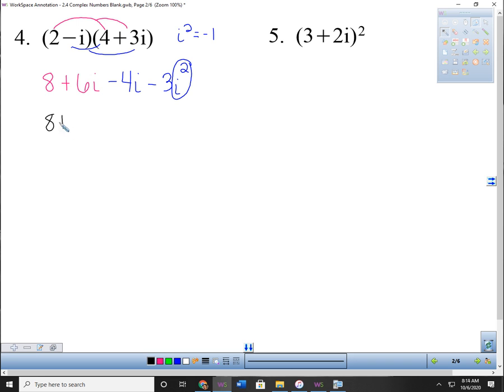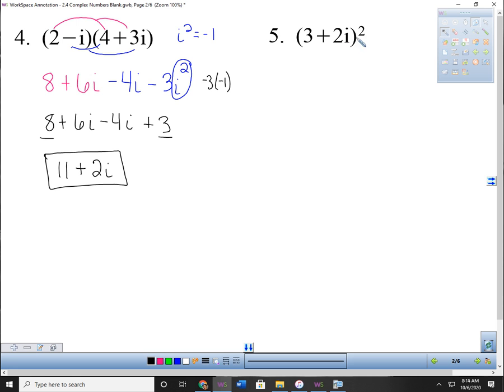So I've got 8 plus 6i minus 4i. And if I replace this with a -1, that would be -3 times -1, which would give me a positive 3. Then I can just add like terms. Remember, I want the i to be at the back, so I'm going to do 8 and 3 first. That gives me 11. And then 6i minus 4i is 2i. And again, to check yourself, just plug this in just as it looks.